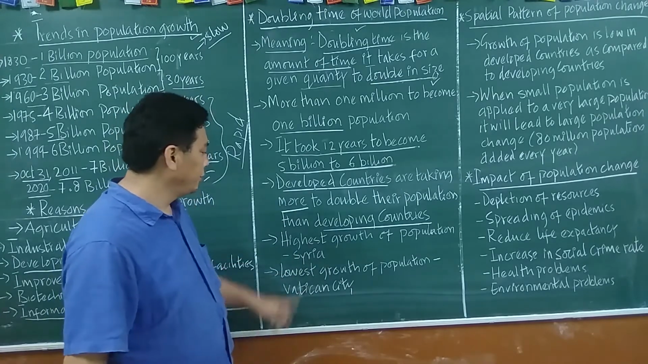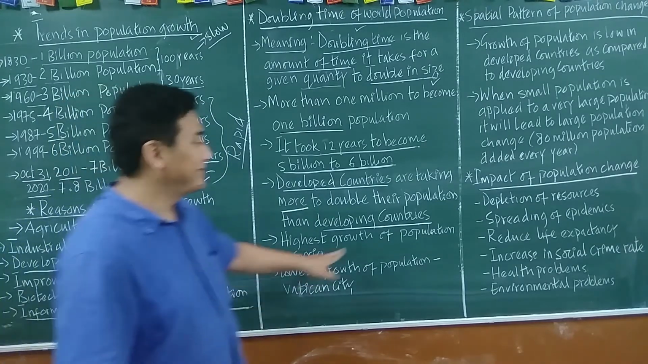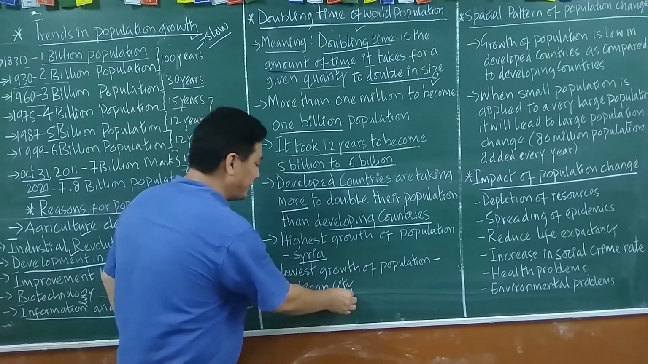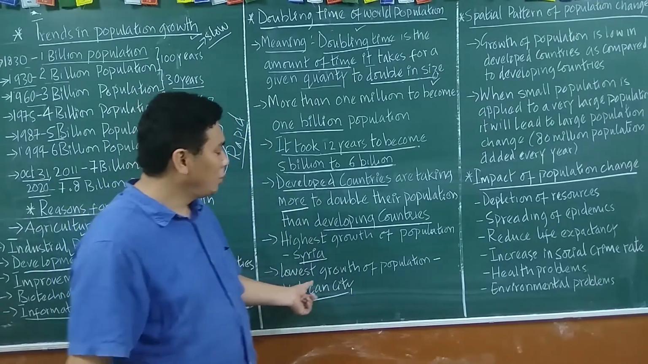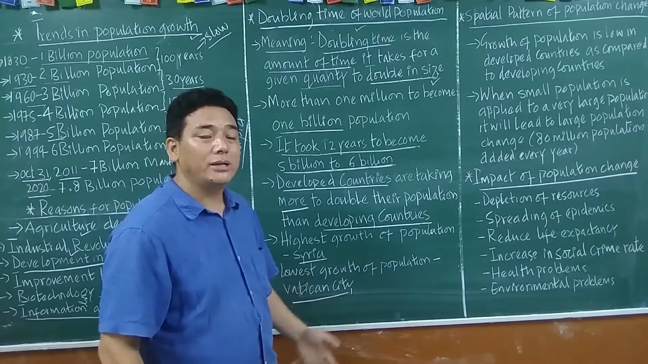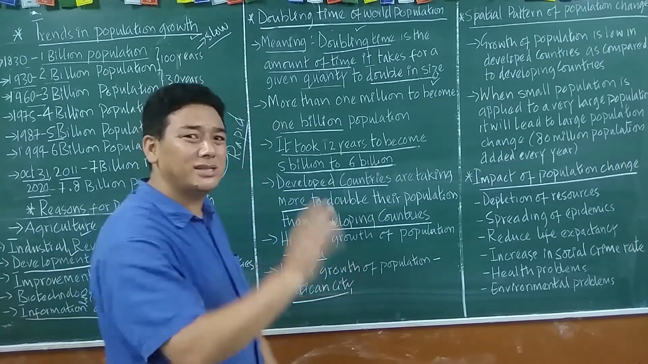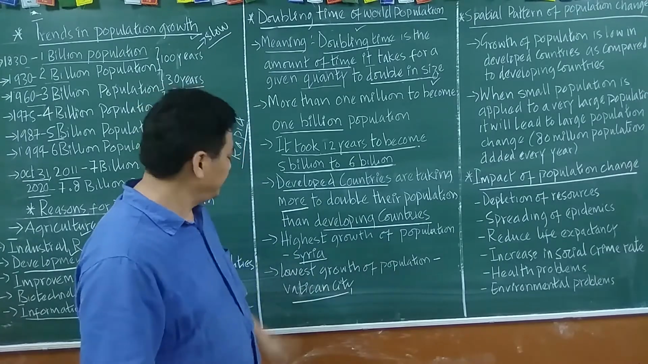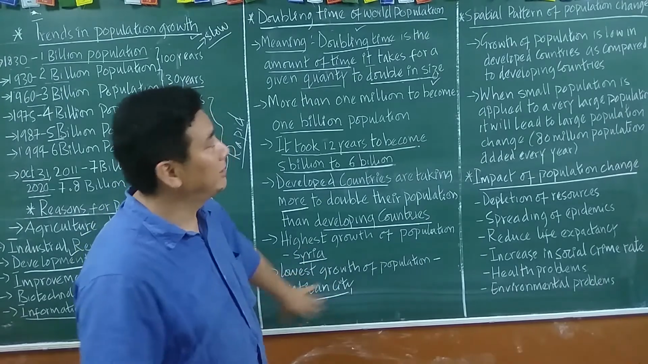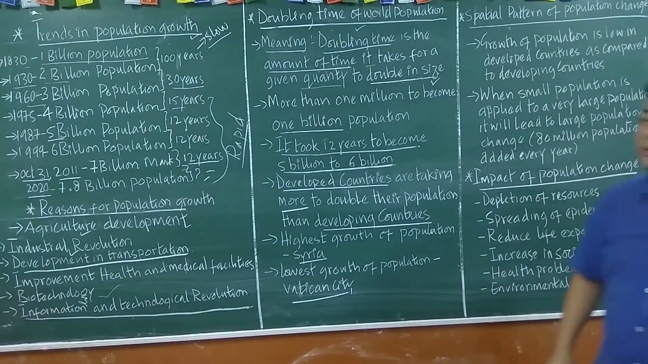The highest growth of population in 2019 was in Syria, and the lowest growth of population in Vatican City. This is some of the recent information that we see. Now, the spatial patterns of population change.